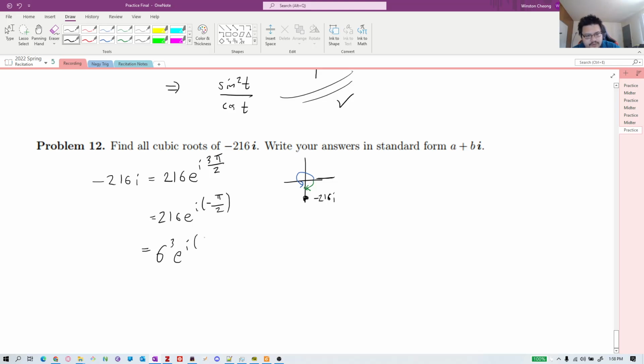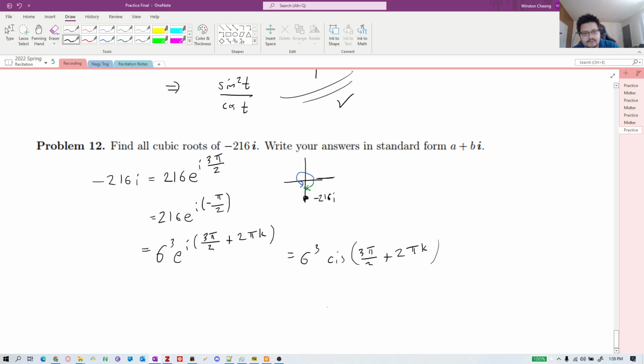Okay, so I'll do it like this. We do have this as a solution, but we also have multiple revolutions of the unit circle as a solution. Equivalently, we could write this in cis notation as this, and then cis, and then the angle. So this would be 3 pi over 2 plus 2 pi k.